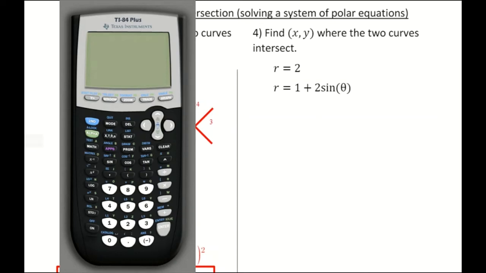So let's set the equations equal to each other. So I'll put this one on the left-hand side: 2 equals 1 plus 2 sine theta.